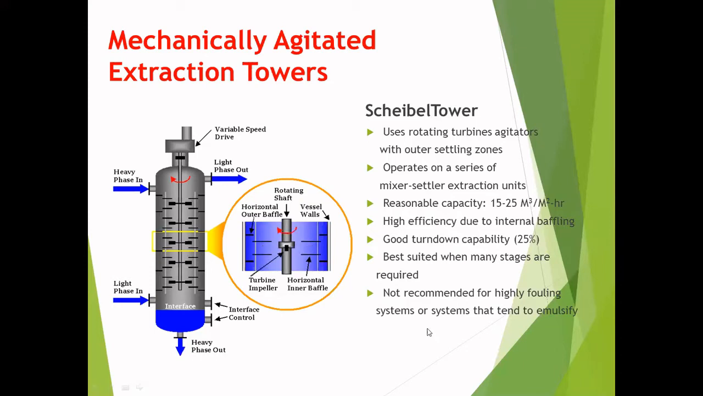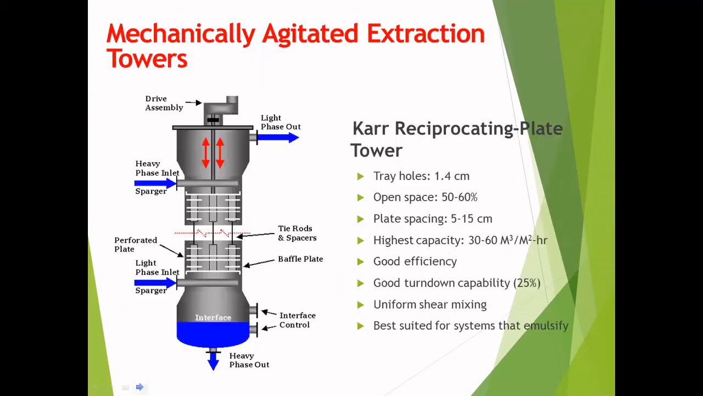Now, each of the towers has a particular special advantage over another and has a particular special use. Now, this one has a limitation in the sense that capacity is not as large compared to the pulse pack tower, and it cannot process systems that will tend to emulsify or will be easily fouled up once processed inside the column. So this is for our Scheibel tower.